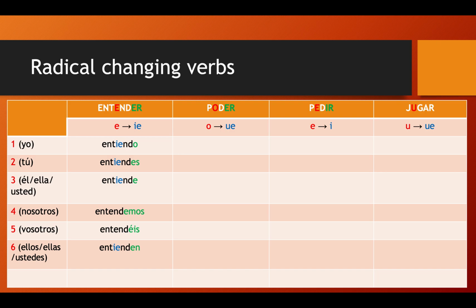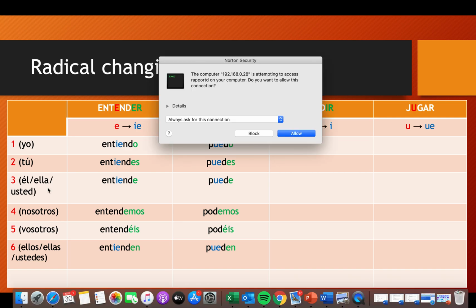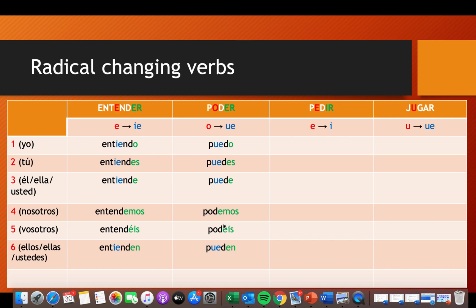Then we've got poder, which is the verb to be able to. It's an O to UE change. So this is what the verb looks like written out in full. Puedo, puedes, puede, podemos, podéis, pueden. So I can, you can, he, she, or it can, we can, you lot can, or they can. And again, just draw your attention to the fact that parts 4 and 5 don't change. We've got the same dynamics going on. We've got a vowel changing in the stem. This time the vowel is O and the change is to UE.